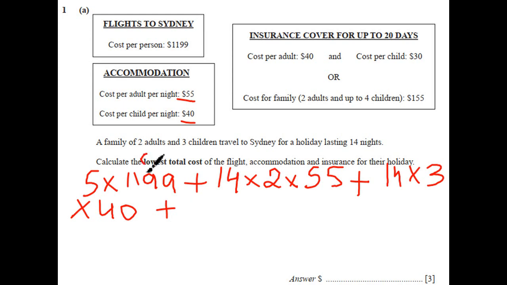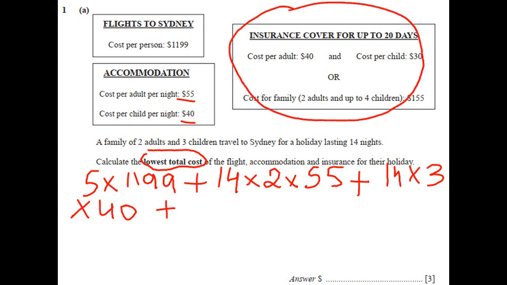plus now the question says calculate the lowest total cost. So how do we determine the lower total cost? Look over here. Here we have insurance cover for up to 20 days. So we have 2 options. Either an adult pays $40 and a child pays $30 or the whole family pays $155. So first we need to determine which option is cheaper.